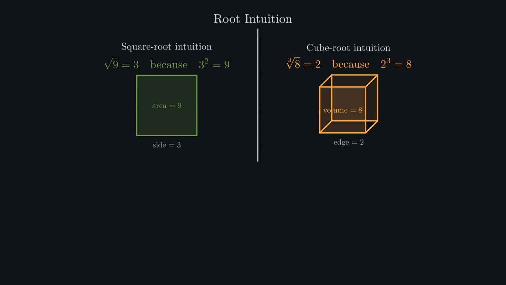Let's build some intuition before we get formal. On the left, a square root. The square root of 9 is 3, because a square whose side length is 3 has an area of 9. On the right, a cube root. The cube root of 8 is 2, because a cube with edge length 2 has volume 8. Roots measure what side length gives this area or volume.